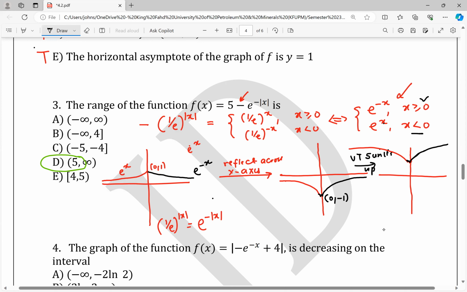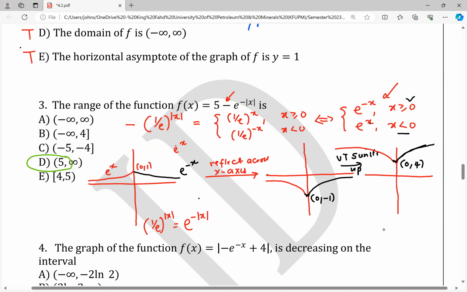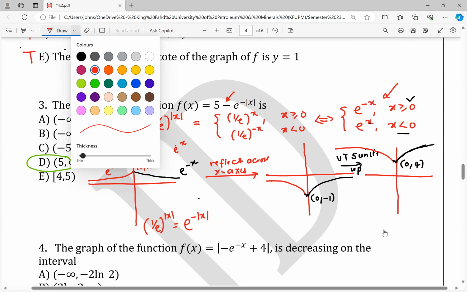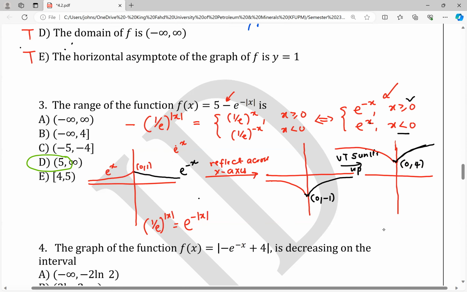All of them starting from this point. But what is this point? This will be 0, 4. But what is the horizontal asymptote? The horizontal asymptote is y equals 5. So we still have this going. So y equals 5, like this.